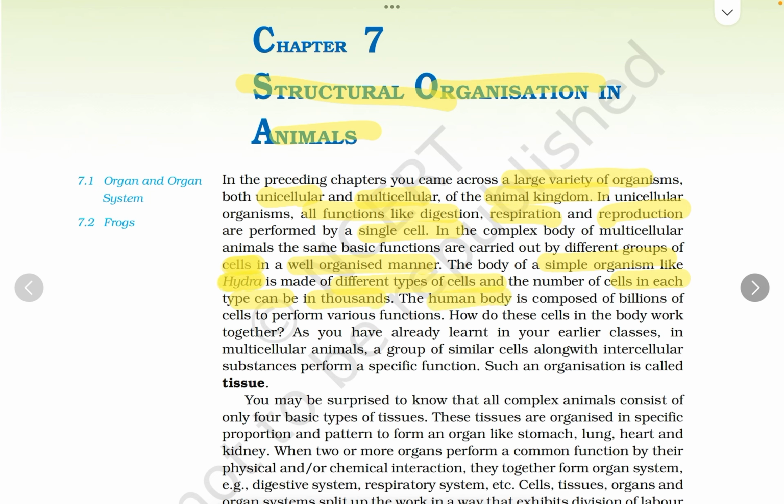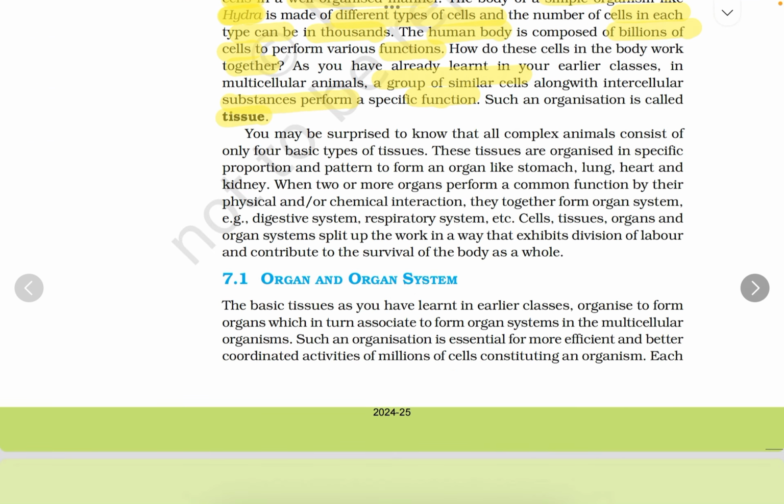The human body is composed of billions of cells to perform various functions. So how do these cells in the body work together? As you have already learned in earlier classes, in multicellular organisms a group of similar cells along with intercellular substances performs a specific function. Such organization is called a tissue. You will be surprised to know that all complex animals consist of only four basic types of tissues.